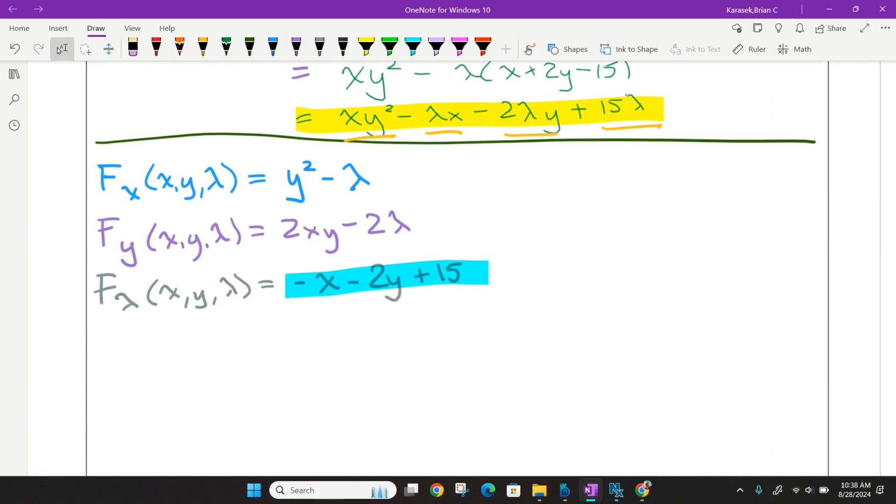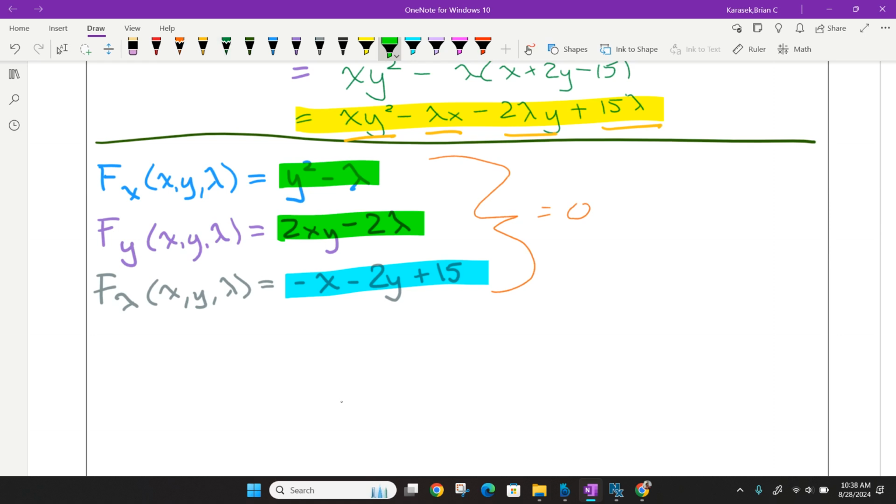The next step is to create a system of equations where we set all of these equal to 0 and solve. Now I'm just going to repeat what I did last time because it worked. And what I mean by that is I'm going to take these two and solve each of them for lambda, and then set those lambdas equal to each other.